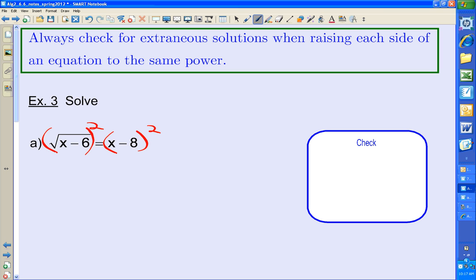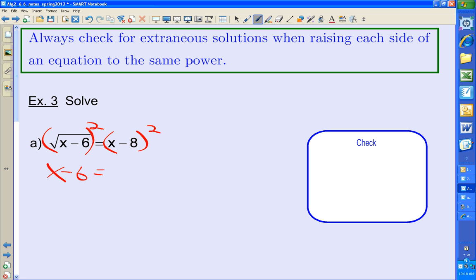The left side is easy. Ellie, what will I get on the left side? X minus 6. The whole reason why we're squaring is to get rid of that radical. Okay, perfect.